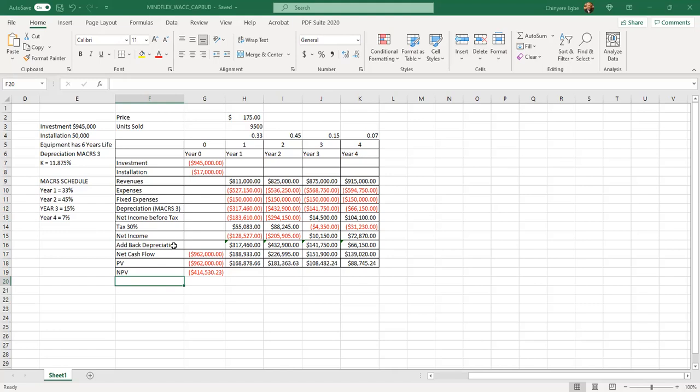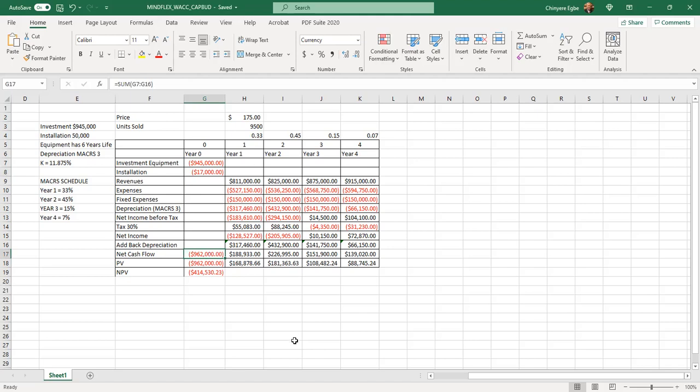According to the problem, what we have is this project. This is the cost of the equipment, so I'm going to call this equipment. It is 945,000. The cost of installing any equipment is part of the capital cost, so you add it there as part of the capital cost. So the total capital investment is 945 plus 17. So you have 962. Is that correct?